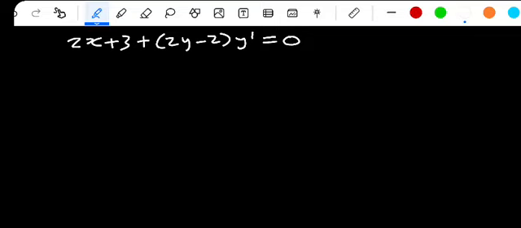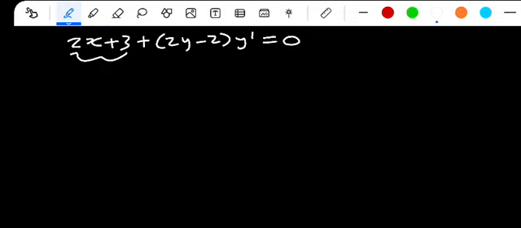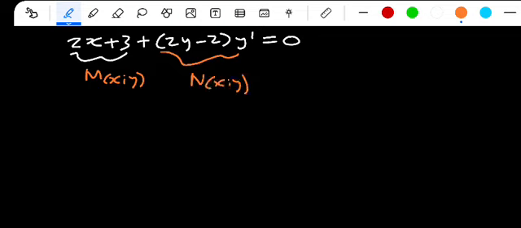We have (2x + 3) + (2y - 2) y' = 0. This is a differential equation. So this part is M(x, y), and this part is simply equal to N(x, y). All right.